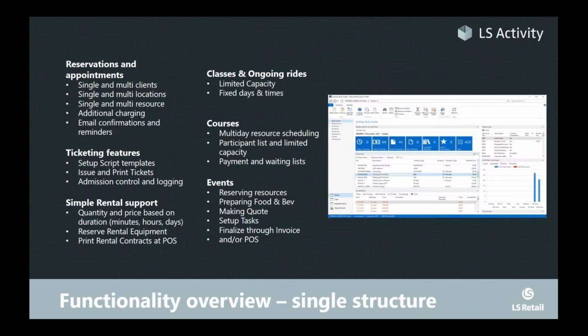This slide shows the functional areas of the solution, main focus being reservations and appointments, classes and courses, rentals, and last but not least, event and conference management. The key to the flexibility and yet simplicity of the solution is not only being single platform based, but also a single data structure that covers all the areas of functionality. That is especially convenient when it comes to products and pricing, resource settings, and for the user, the simplicity of common interface and processes for all the different functionality areas.